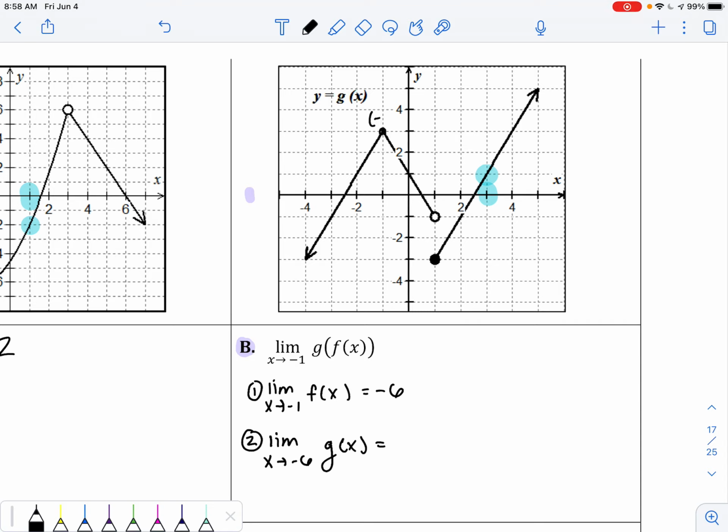So we know that for g of x, we have the point here, -1, 3. Our slope, if I go down 2 over 1, is -2. So my function for that is y minus 3 equals -2 times x plus 1. It's the equation of that line piece right there. Now I'm going to plug in -6 for x, so I get y minus 3 equals -2 times -5.